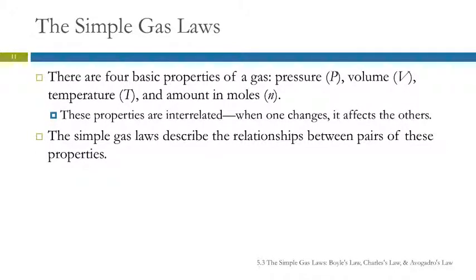We're going to talk about a lot of gas laws, and these are mathematical relationships between the quantities or the basic properties of a gas. So when we talk about a gas, there are four parameters that we talk about. The pressure of the gas, and we use capital P for that. The volume, capital V. The temperature of the gas, capital T. And the amount of gas.